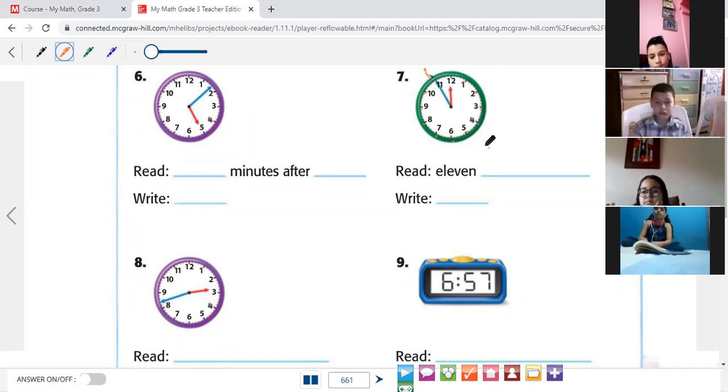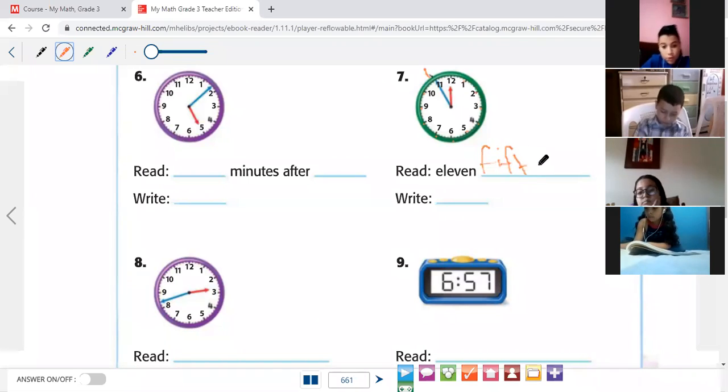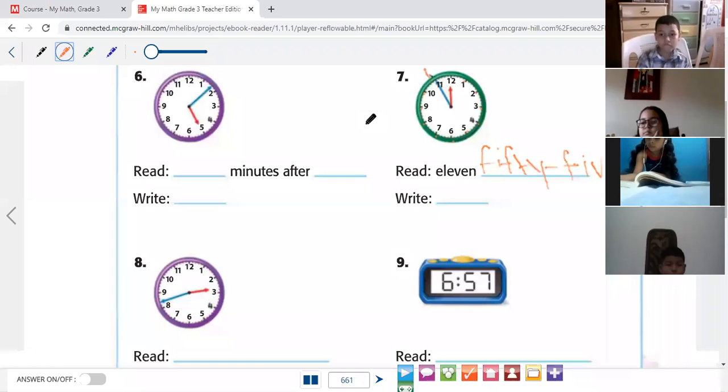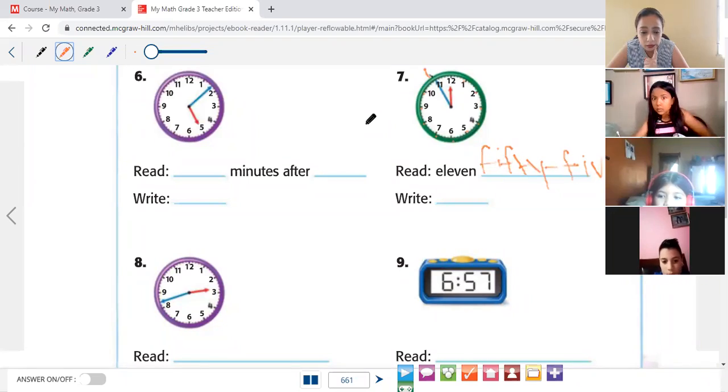So it's 11. You need to write it in words. It's 11:55. Sorry about my numbers. Yeah, it's 11:55. Okay. Thank you, Dominique, for your help.